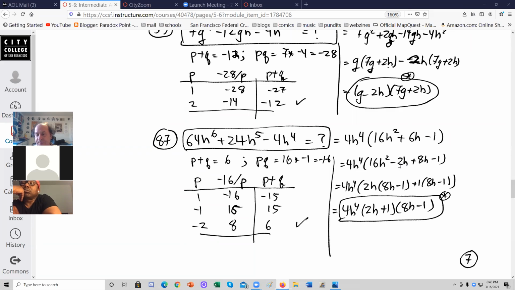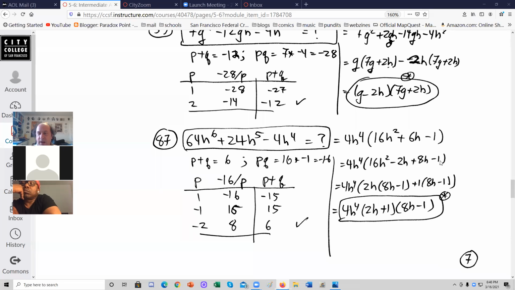Okay. We factor by grouping. Factor this and factor these. 16h squared minus 2h, well, has a common factor of h and also 2. So pull out a 2h. 16h squared over 2h is 8h. Minus 2h over 2h is -1. 2h times 8h minus 1.